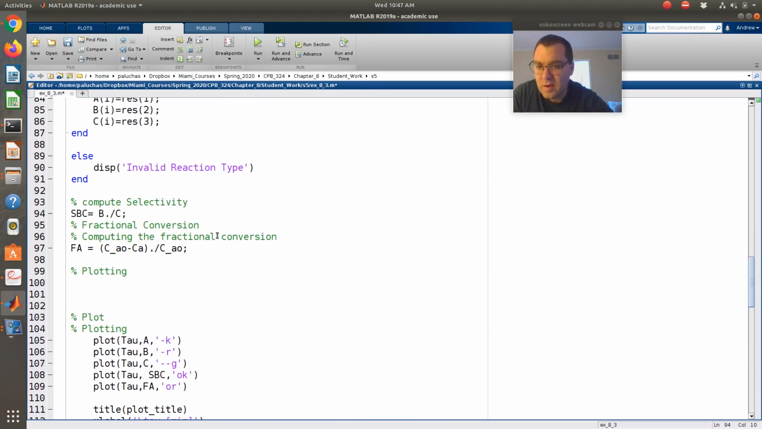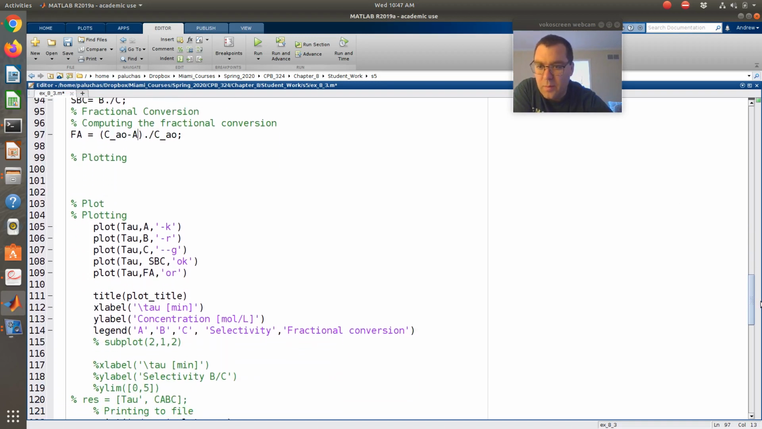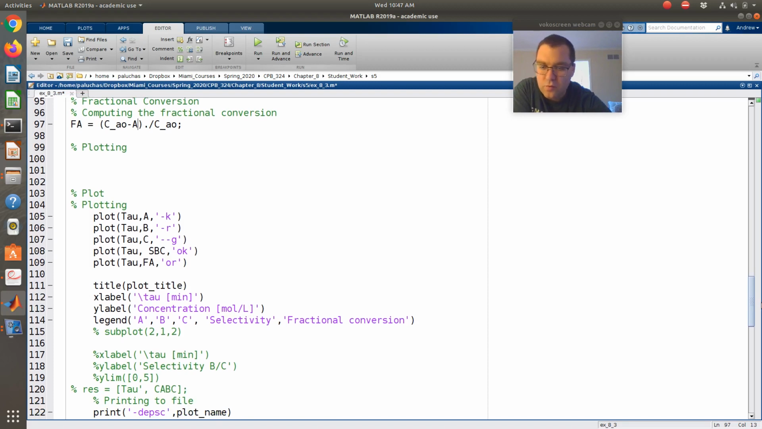So you have CA naught, but then this should be A. A is your vector that contains your concentration of A's. Okay, and so then you properly use them there. So plot. Okay, this, you're almost definitely going to want to put on a different figure, right? And then you're almost definitely going to want a separate figure for FA.